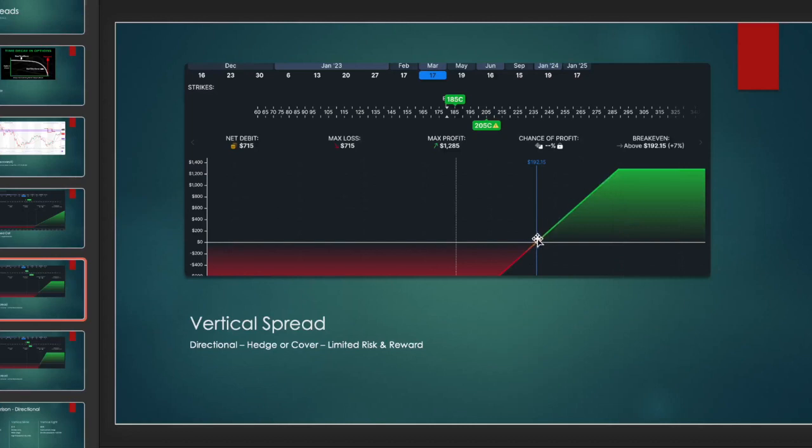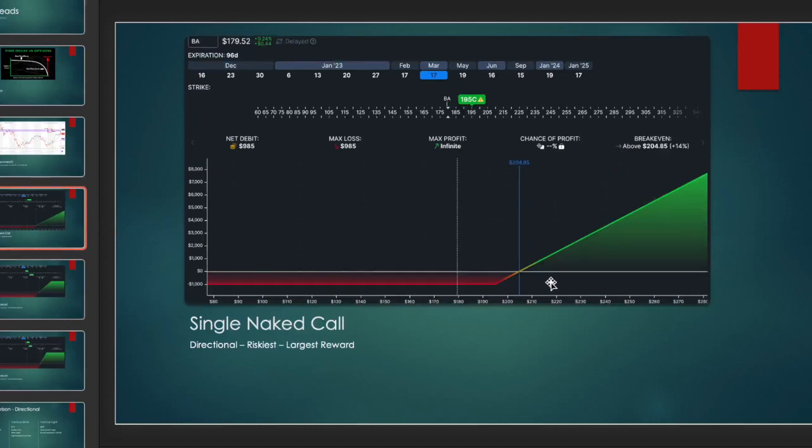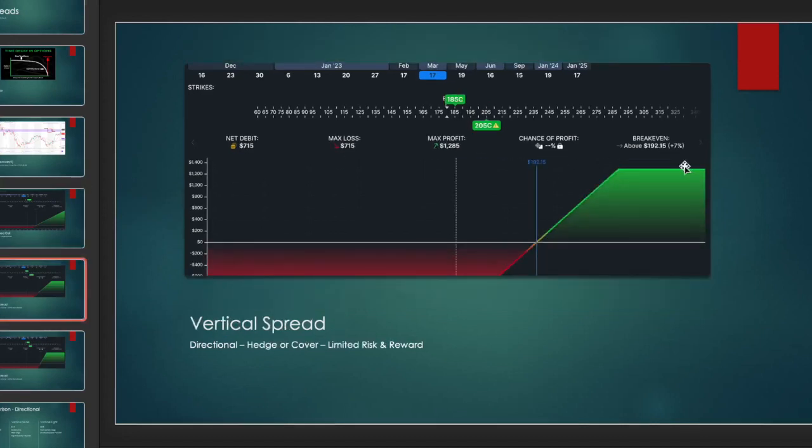Okay, so you are only going to make from your break even to this 205, from the 192 to the 205. If it keeps going, you're not going to profit from it. Okay, that's not the case in the long call. If you recall, in the long call, after 195, you kept going and going and going, and that's why max profit was infinite. All right, so here you're capping your reward, you're capping your gain, and in exchange for a limit in your risk, you are reducing your risk from $985 to $715.